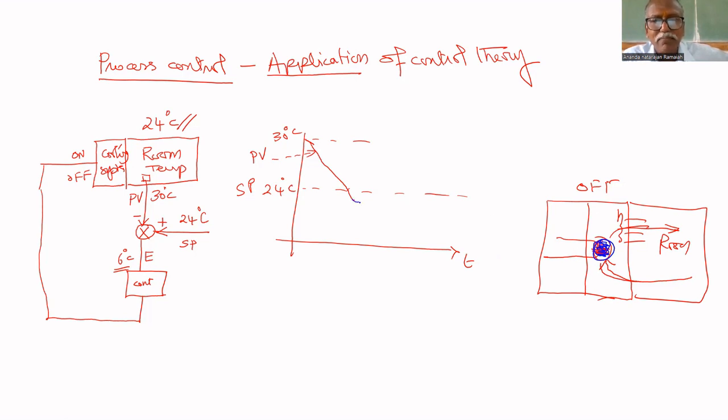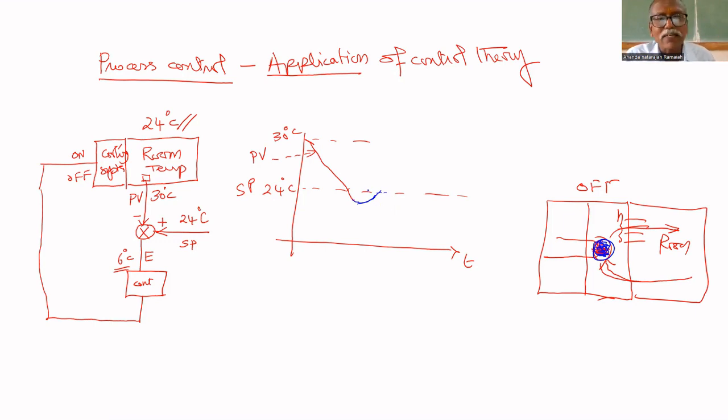But after some time, as he said, the room temperature and the cooling element inside are at the same temperature. Till then it decreases, then it starts increasing. Am I correct or not? Whenever it just crosses 24, what will happen again? The cooling system is turned on again.